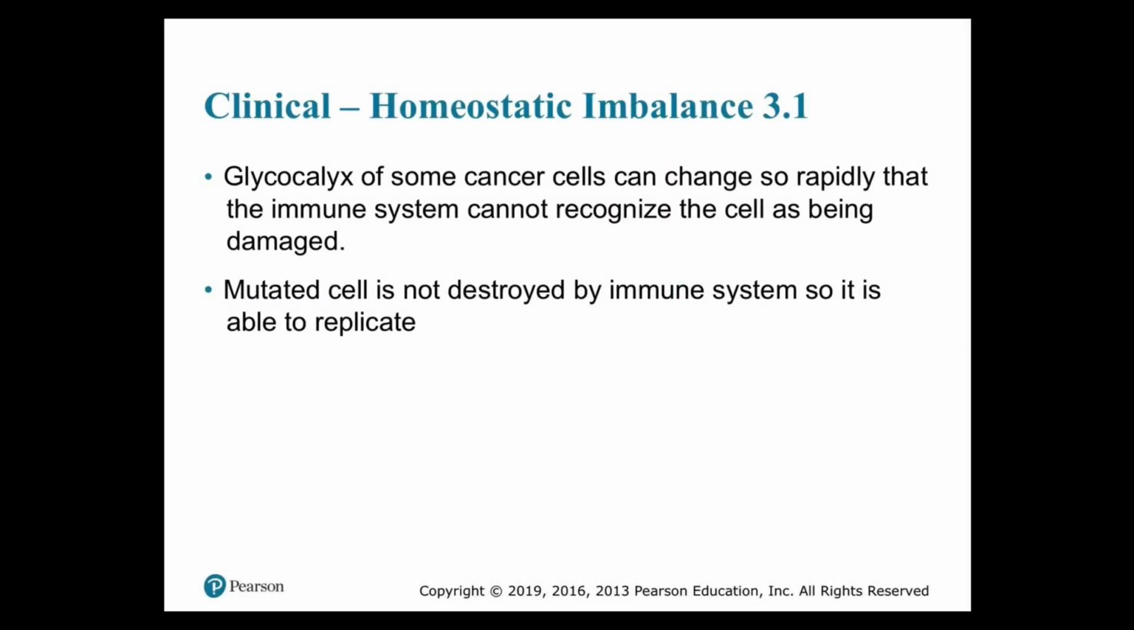Clinical Homeostatic Imbalance 3.1. The glycocalyx of some cancer cells can change so rapidly that the immune system cannot recognize the cell as being damaged. And the mutated cell that escapes recognition by the immune system is not destroyed, and so it is able to replicate unchecked.